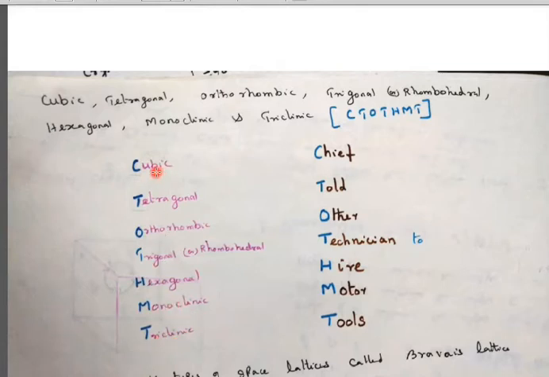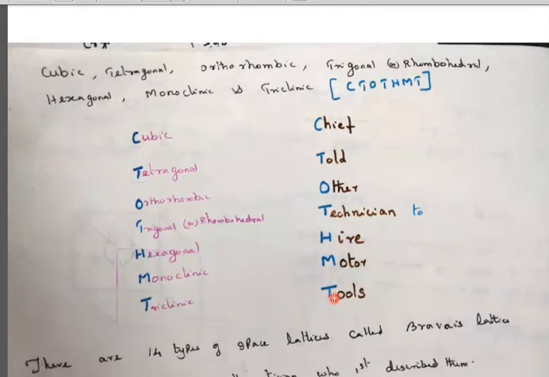In order to remember these letters, remember this sentence: Chief told other technician to hire motor tools. Chief for cubic, told for tetragonal, other for orthorhombic, technician for trigonal or rhombohedral, hire for hexagonal, motor for monoclinic, tools for triclinic. I hope it is easy for you to remember CTOT HMT, or we can remember this sentence: Chief told the other technician to hire motor tools.